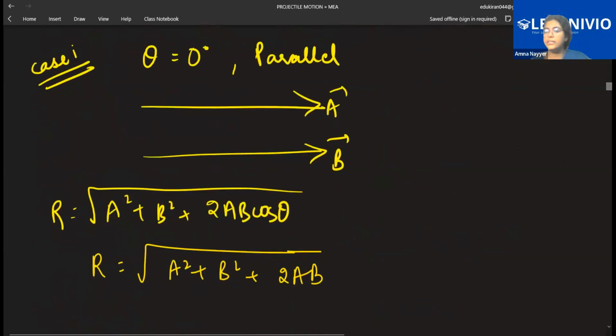Before that, one thing, these cases I wanted to discuss with you so that it eases your numerical solving capacity. See, if two vectors are parallel, three things just remember: 0 degree, 180 degree, and 90 degree. These three cases just remember, because these are often used and you shouldn't waste your time in calculating first from the parallelogram law. So when it is 0 degree, it means they are parallel to each other. So you will put cos 0 degree as 1. So you will be just left with 2ab.